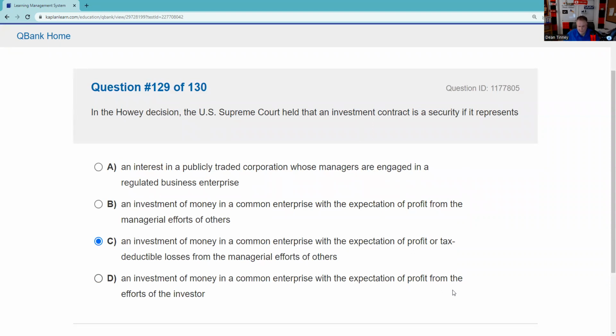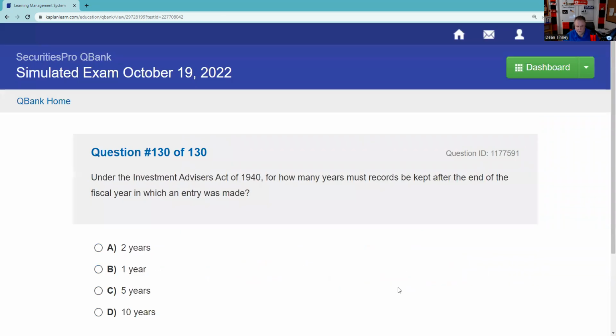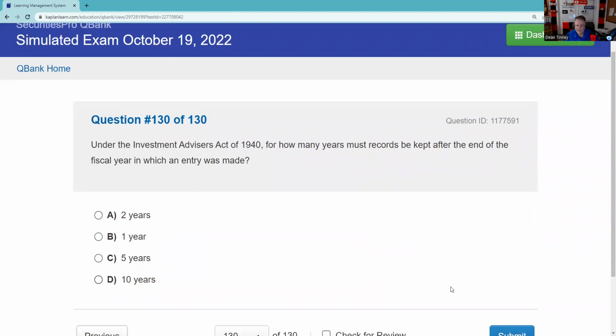Because remember, what is not a security is easier to remember: precious metals, insurance policies, retirement plans. And the idea is, if I convince you it's a security and it's not, the potential for fraud is large. Woohoo! On the Investment Advisers Act of 1940, how long must records be kept? So broker dealers, the vast majority of broker dealer records are 3 years, but investment advisers' record retention is different. It's 5 years. Very much a test question.